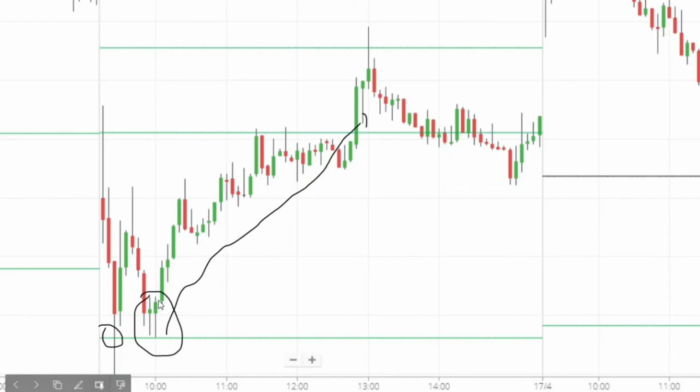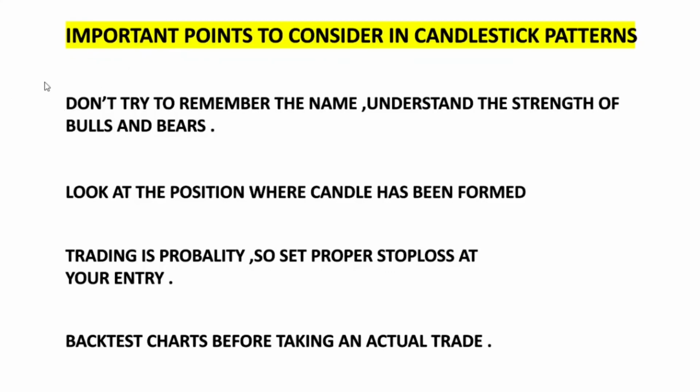You would have entered somewhere here and you kept your stop loss here and your take profit would be this much. So you can see here a 1:3 risk reward ratio was a wonderful trade for you, and you would have made wonderful profit with this trade. So we saw three candles and how they acted in the charts with some examples. At the end I will discuss some important points to consider whenever you trade with candlestick patterns.